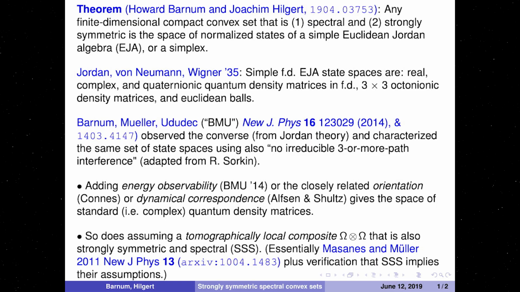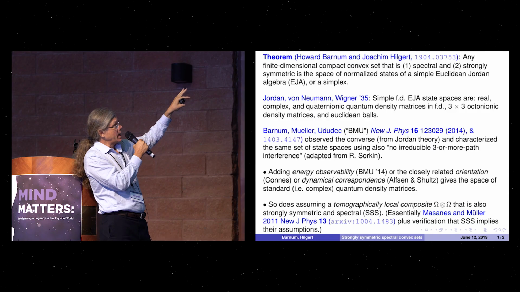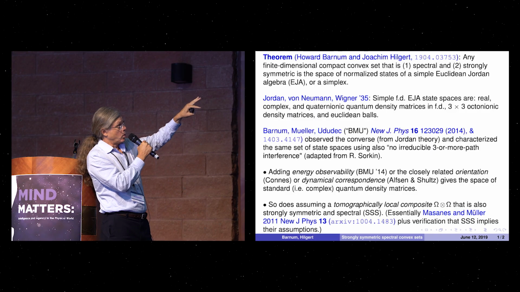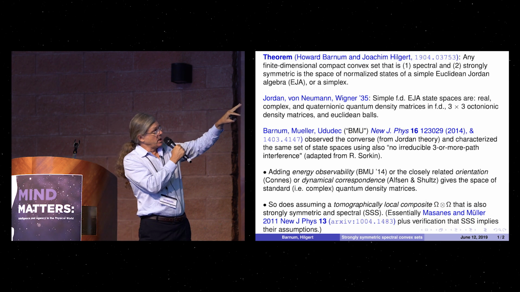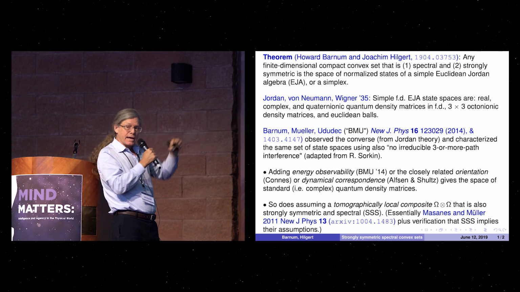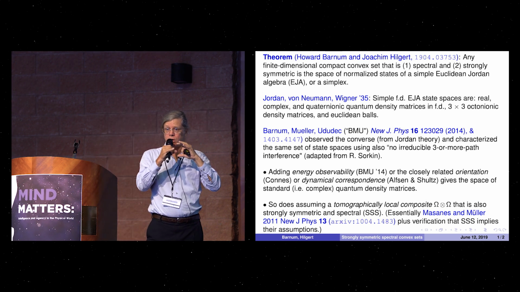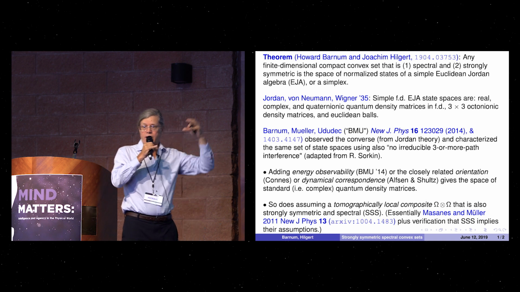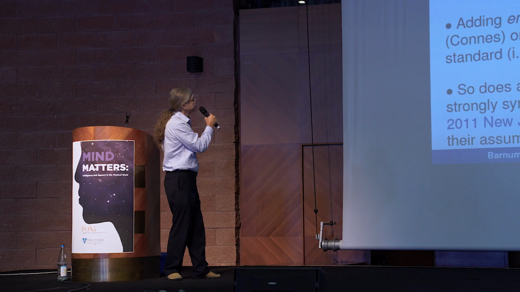All right, so Jordan, von Neumann, and Wigner classified these state spaces, the simple Euclidean Jordan state spaces, and they're just complex, quaternionic, and real quantum theory, three-dimensional octonionic quantum theory, and any theory whose systems are balls in however large a finite dimension you want.